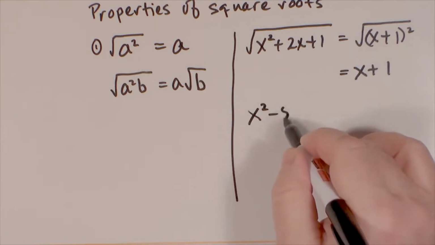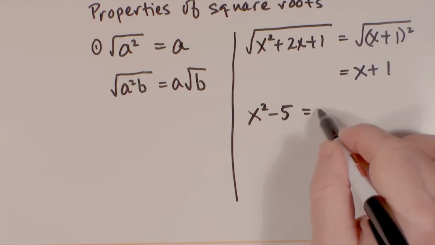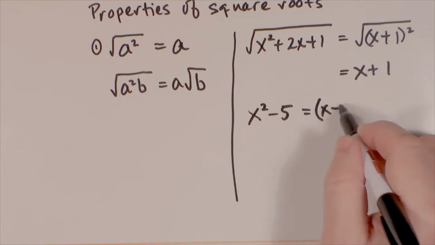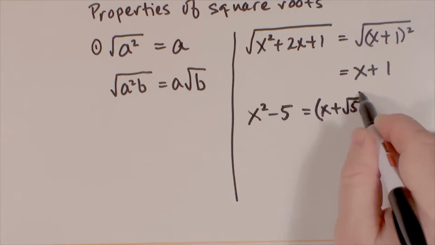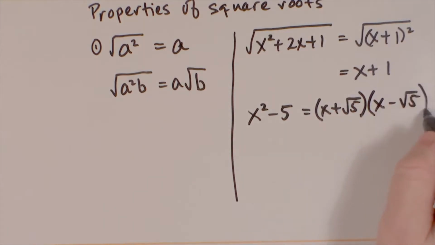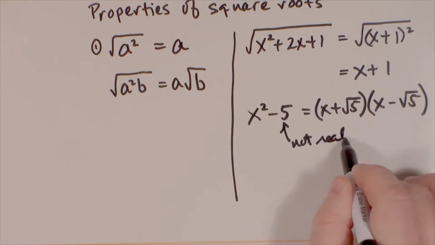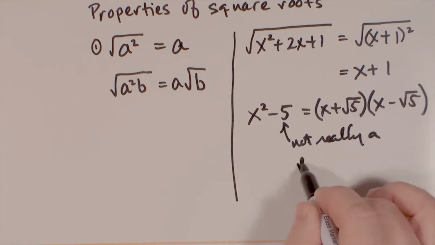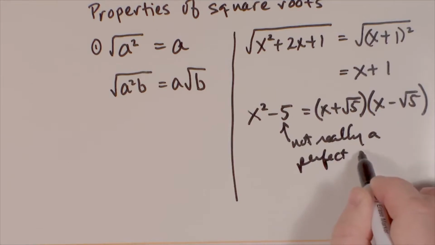Now, x squared minus 5 isn't really a difference of squares in the traditional sense, but we can certainly treat it that way, and it factors into x plus root 5 times x minus root 5. It's not really a perfect square, nor is it a difference of squares, but we certainly treated it that way.